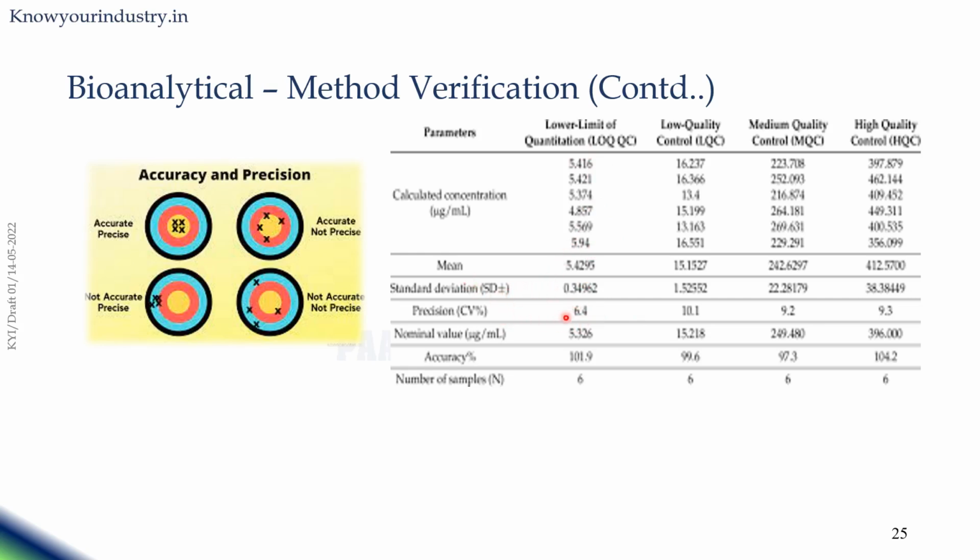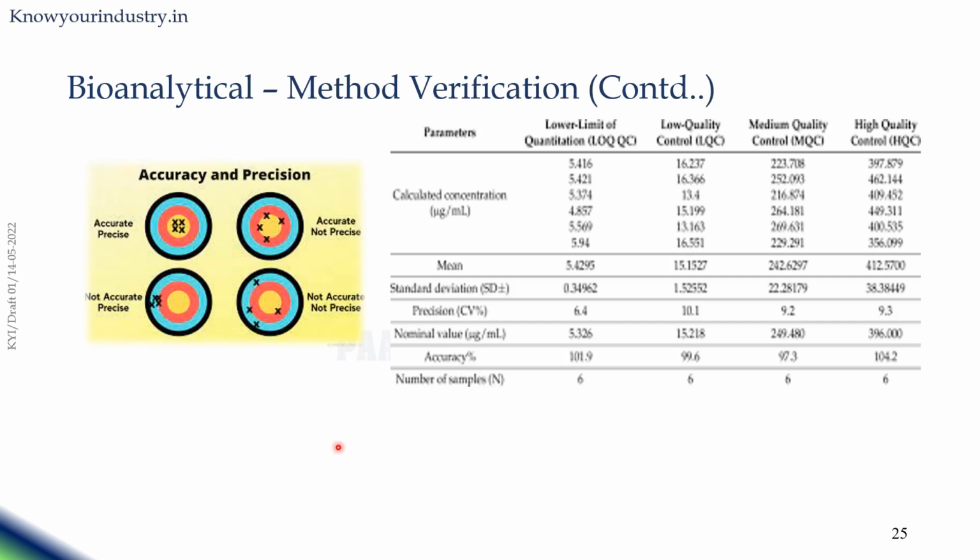into 100 will give you the CV. This is nothing but the precision. So standard deviation divided by mean into 100 gives you the precision value. This is how the accuracy and precision are calculated from the precision and accuracy batch data, the P&A batch data.